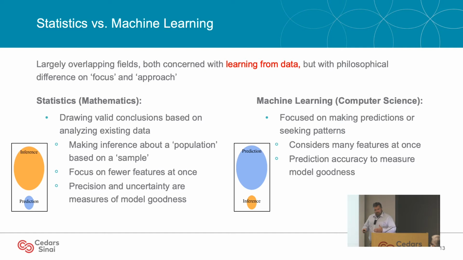You're also typically focusing on fewer features at once. And precision and uncertainty tend to be measures of model goodness in this area of application. On the other hand, machine learning, which is founded in computer science, is focused on making predictions or seeking patterns. Generally, they consider many features at once, and prediction accuracy is a measure of model goodness.